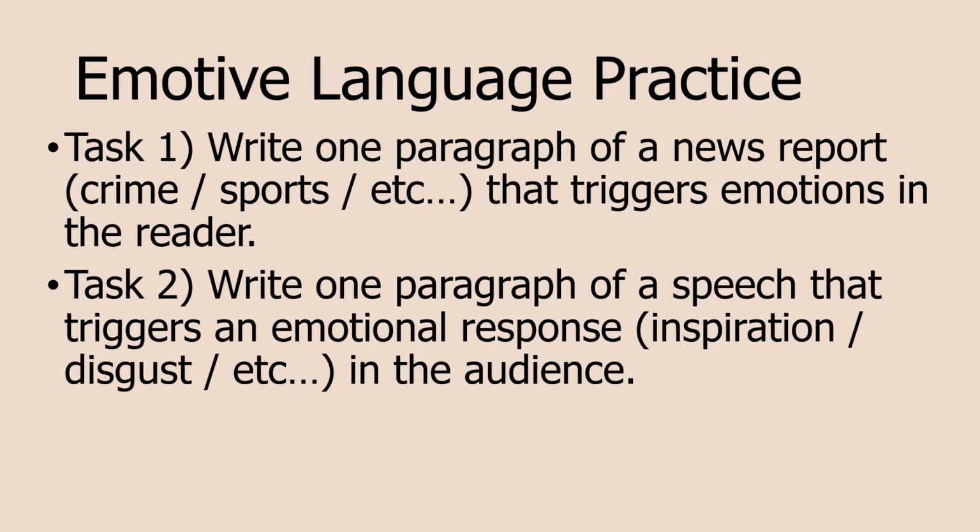Task 2 is to write 1 paragraph of a speech that triggers an emotional response. The topic of your speech could be anything. It could be from the environment to work to whatever topic interests you, and you can pick any response you like. You could be trying to inspire the audience, you could be trying to get them to feel disgusted, angry, happy, sad. Again, look back at your wheel of emotions and the adjectives and verbs and nouns that you associate with those emotions, and try and use some of them in your writing to make your reader feel a certain way.